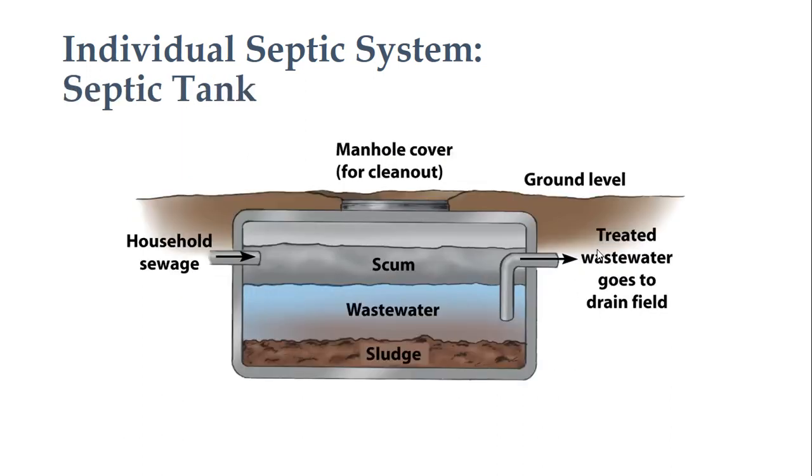So here would be a picture of someone's individual septic tank. Here we still have the sludge that winds up at the bottom. The wastewater that gets treated goes out to the drain field. And usually if someone has a septic tank, it does need to be treated every couple of years, especially if we start to see it overflow.